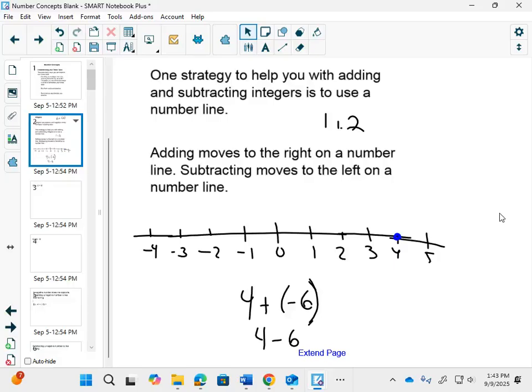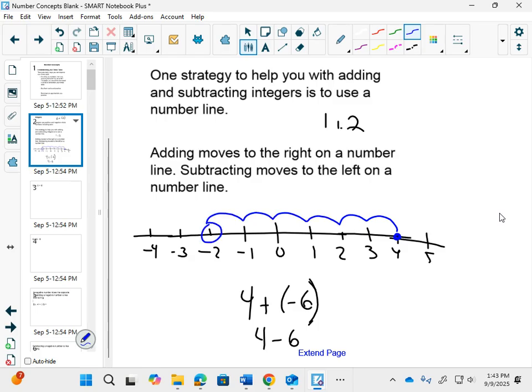Well, subtracting is moving left, adding is moving right. So if I had 4 minus 6, it'd be like 1, 2, 3, 4, 5, 6. Where do I end up? I would end up at negative 2. Now you don't always have to draw a number line to figure those kind of things out, but you can sometimes imagine it in your head and think, okay, which direction do I go?